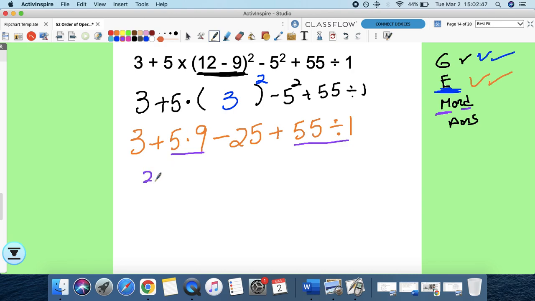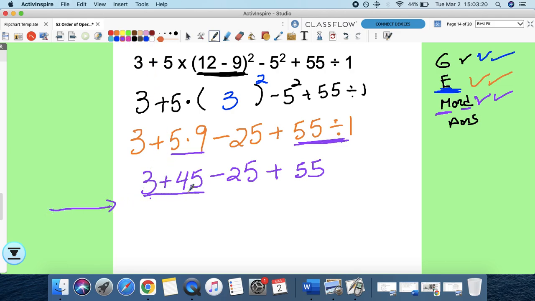So we can do the multiplication and we can do the division, right? So 3 plus 5 times 9 is 45, minus 25, plus, and what's 55 divided by 1? It's just 55. It's weird, okay? And now, ¿qué falta? There's no more multiplication, no more division. We have addition or subtraction: addition, subtraction, addition. So we're going to go in this direction from left to right, and we're going to take care of it from left to right. The first thing I'm going to do is these two.